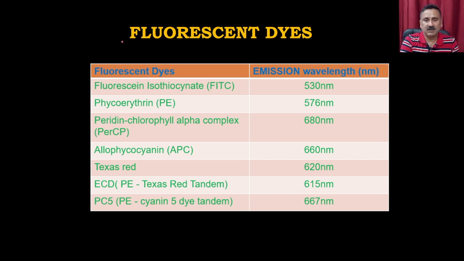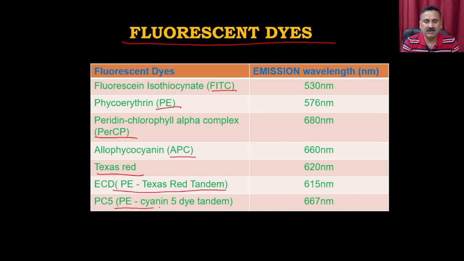These are some of the classical fluorescent dyes you can use in flow cytometry. You can use FITC, PE, PerCP, APC, Texas Red, PE-Texas Red and PE-Cyanine. These are their emission wavelengths. Most of these emission wavelengths will give you very clear-cut separation from each other, so that you can use them either singly or in combinations.